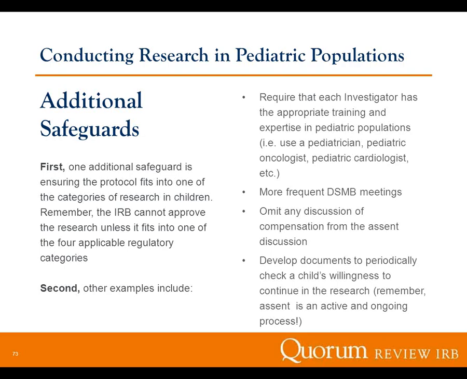In terms of assent and consent, omit any discussion of compensation from the assent discussion. This could be an additional safeguard because you're making sure children are not being unduly enticed to be in the research. Also, you could develop documents to periodically check a child's willingness to continue in the research. Remember, assent is an active and ongoing process, so it could be appropriate to always check in with the child at set times to make sure they still want to be in the research, and there can be documents that you can make for this type of check-in. So these are just some examples of additional safeguards you can put in place, which hopefully gets your mind thinking: oh, that's what it means when we're talking about additional safeguards when we're enrolling a vulnerable population, such as children.